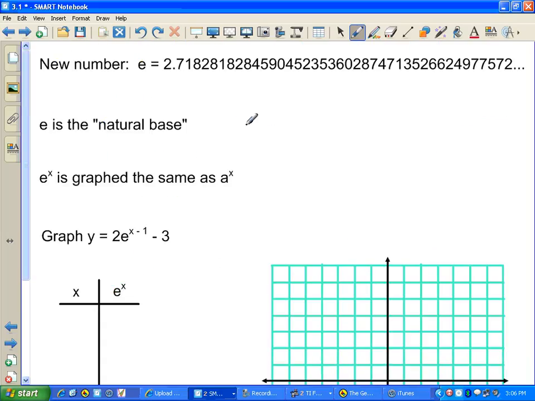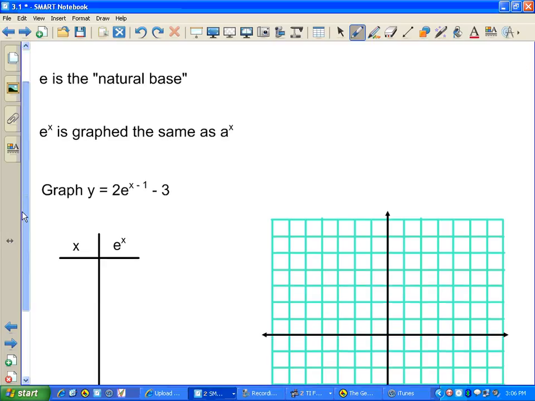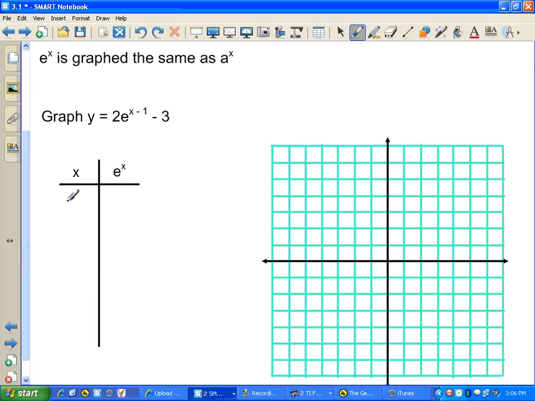I want to talk about e a little bit more because e is part of logs and exponential functions. So just remember e is this number. It keeps going on forever, never repeats. So e to the x is going to be graphed the same as a to the x. So I'm going to have a base function the same way. So that same number that I always pass through, 0, 1, is going to be on here.